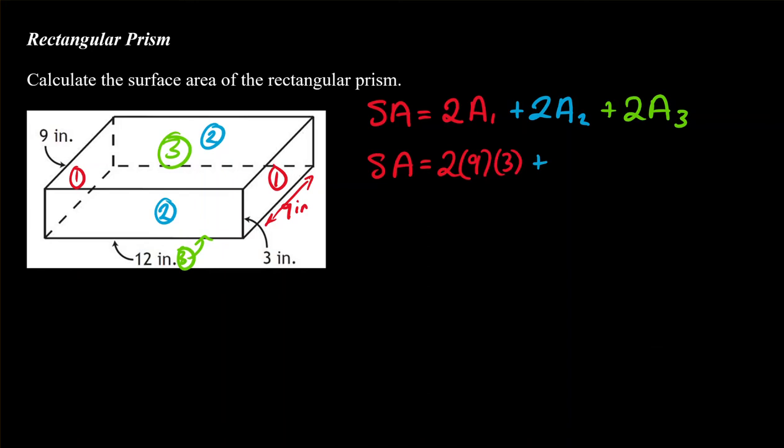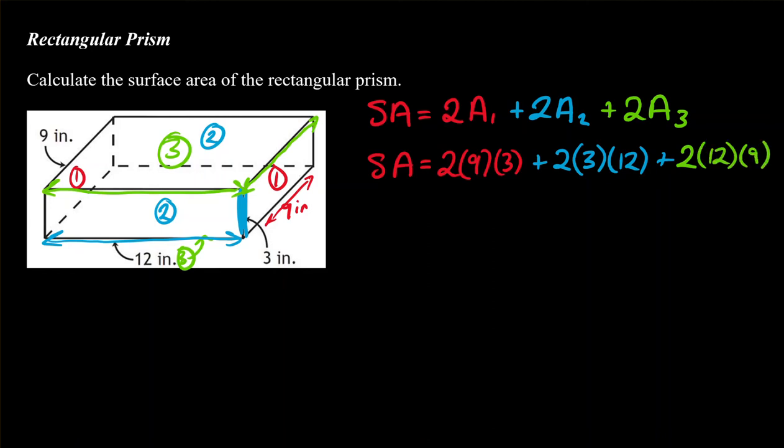Now there are 2 front and back. What are the dimensions of the front and back? Well, it's 3 inches tall by 12 inches wide. So 2 of them, and they're both 3 by 12. And then there's 2, the top and bottom. What are the dimensions of those? Well, it's 12 inches long and 9 inches in depth. So there are 2 of them, and they're 12 by 9.